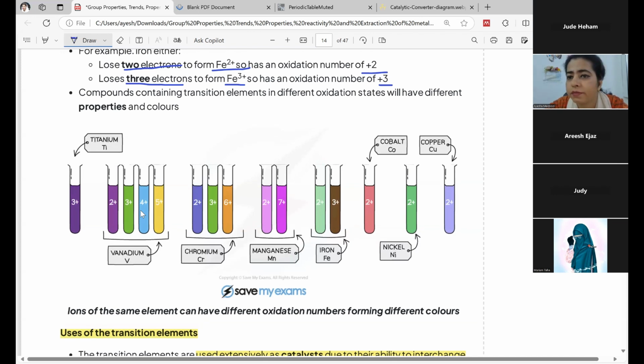Yes, miss. So my question is that if they can lose multiple numbers of electrons, it doesn't need to be a specific number. So don't they need to reach a specific number of electrons in the valence shell? So how can this happen with multiple numbers? Definitely, it is going to happen depending upon the other reactant.